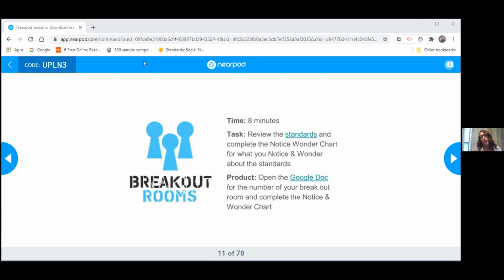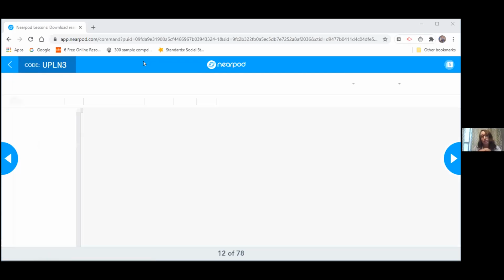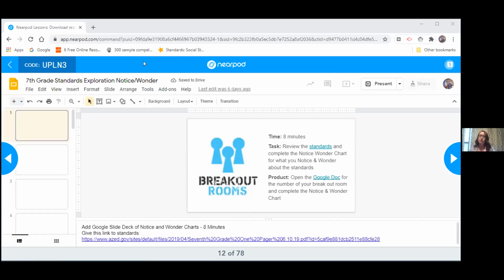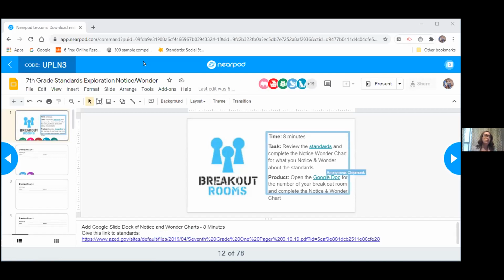And you have a Google slide presentation. So if you want to show that really fast. Yep. So let me go on to that. Where you're going to record your team's notices and wonders. So you might want to have one person from your group be your scribe. And as you're going through the standards, just record down the thoughts that you guys are sharing with each other. And then you'll utilize the one slide for whichever room you're in. So when you get to your room, if you're in room 4, you'll find the slide for your room and you will start recording your information on there. And we're going to give you about 8 minutes to do that.